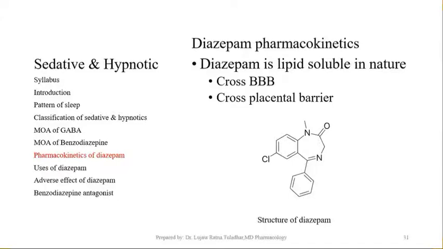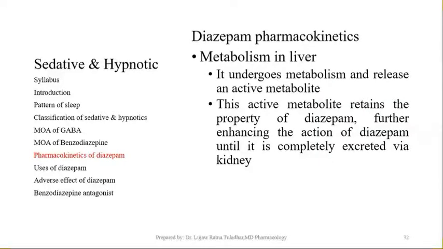Now the prototype drug that belongs to the benzodiazepine category is diazepam itself. If you see the diagram of diazepam, you will find that there are benzene rings. Presence of a benzene ring or presence of sulfur in a drug will make the drug lipid soluble, which means these drugs are able to cross the blood-brain barrier and the placental barrier. Once the drug is able to cross these barriers, it means that it is easily absorbed from the GI tract also. Once it is absorbed from the GI tract, it will enter the liver for metabolism.